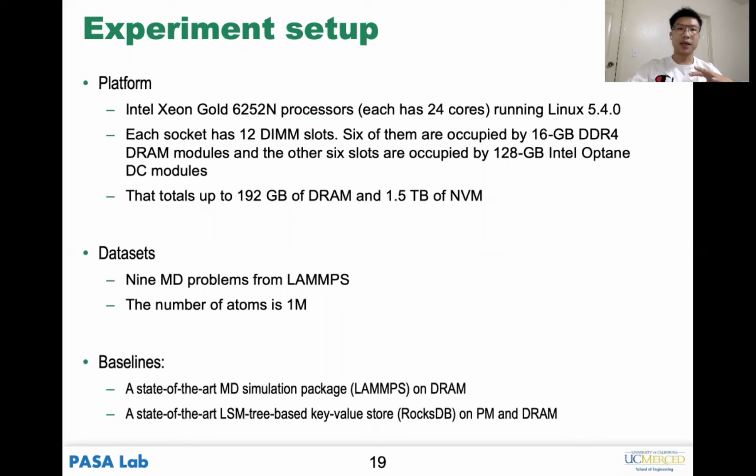We evaluated MD2HM on a server equipped with 2 Intel Xeon processors. Each socket has 12 DIMM slots. In total, the system has 192 gigabytes of DRAM and 1.5 terabytes of NVM. We configured the Optane DC to App Direct mode for maximum control. We used 9 MD programs that cover a wide range of applications and come from the LAMMPS benchmarks. MD2HM is implemented based on LAMMPS, which is the state-of-the-art MD simulation package, and we compare it with the LSM-tree based key-value store RocksDB, which is a state-of-the-art key-value store system.